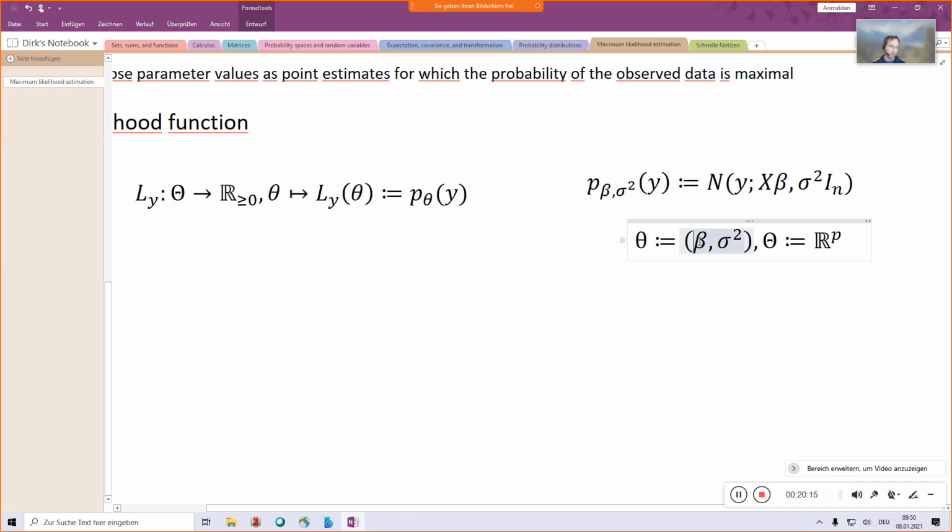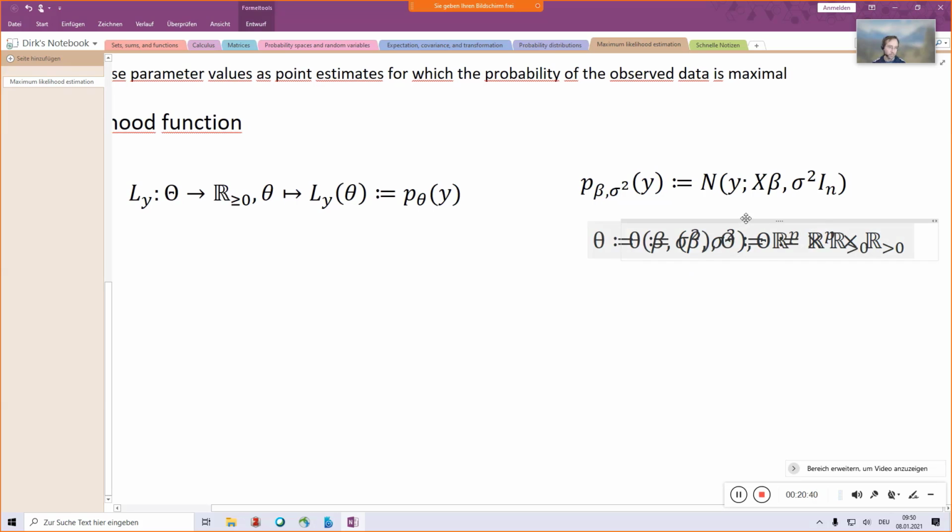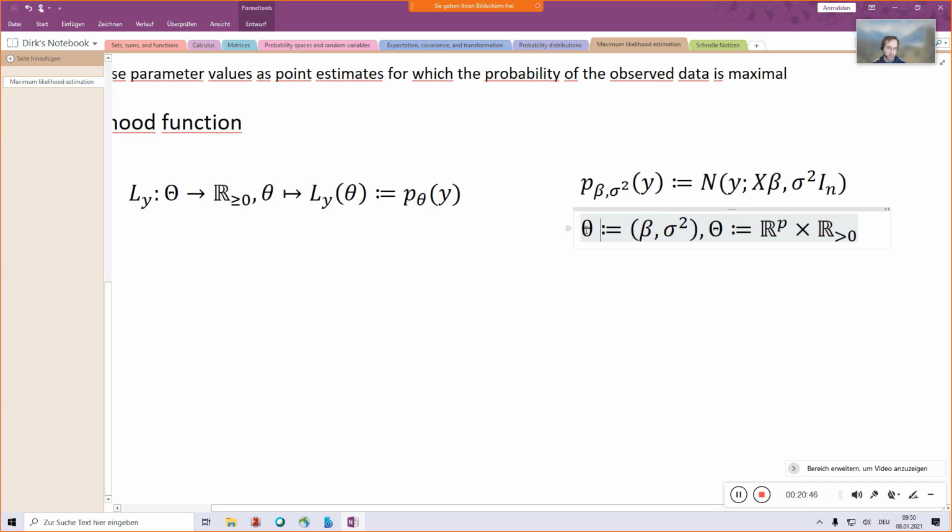So remember, the beta parameters are p-dimensional vectors. So for example, for simple linear regression, 2-dimensional vectors, slope and offset parameter. And the variance parameter is always positive, because otherwise the Gaussian is not defined. And hence our parameter space is given by the Cartesian product of the space of p-dimensional real vectors and the positive real numbers.